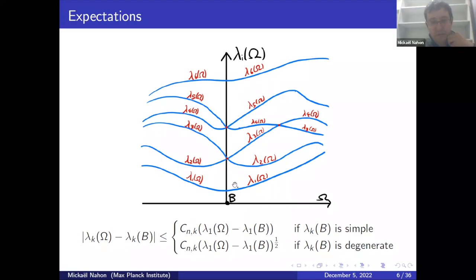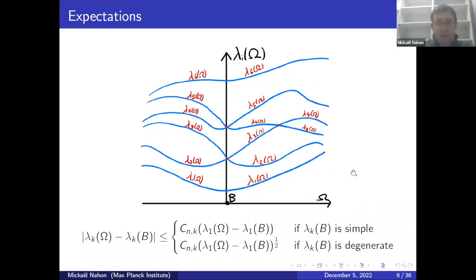And so you see here that if you want to measure the deviation of lambda k of omega from lambda k of the ball, then when lambda k of the ball is simple, so for lambda 6, the best you might expect is that the deviation of lambda 6 is like the deviation of lambda 1. So you have a linear bound. Whereas if lambda k is degenerate, then the best you can hope for is, because here the deviation is quadratic and here the deviation is linear, you might expect a square root bound like this.